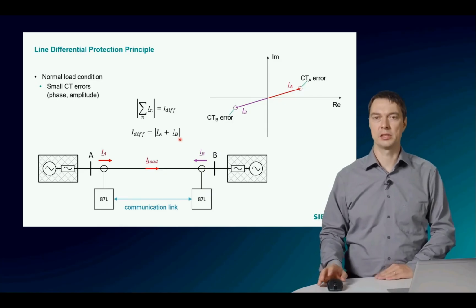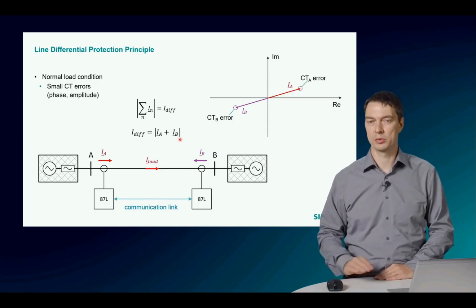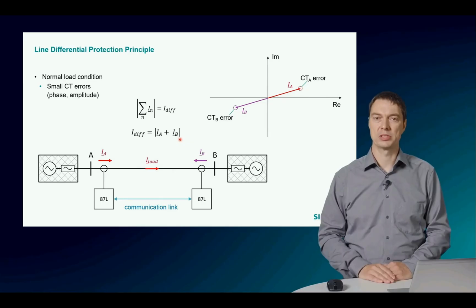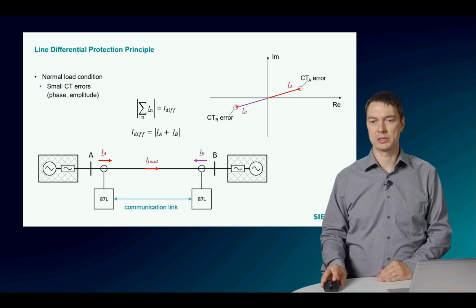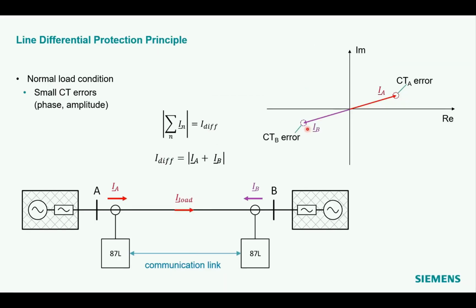In reality, the CTs will have some small errors, which will result in error in the amplitude and the phase, which is shown in the figure here with some small circles on the top of these phasors. The differential current as the sum of both current phasors will result in a very small differential current. This small differential current needs to be considered in the relay settings.